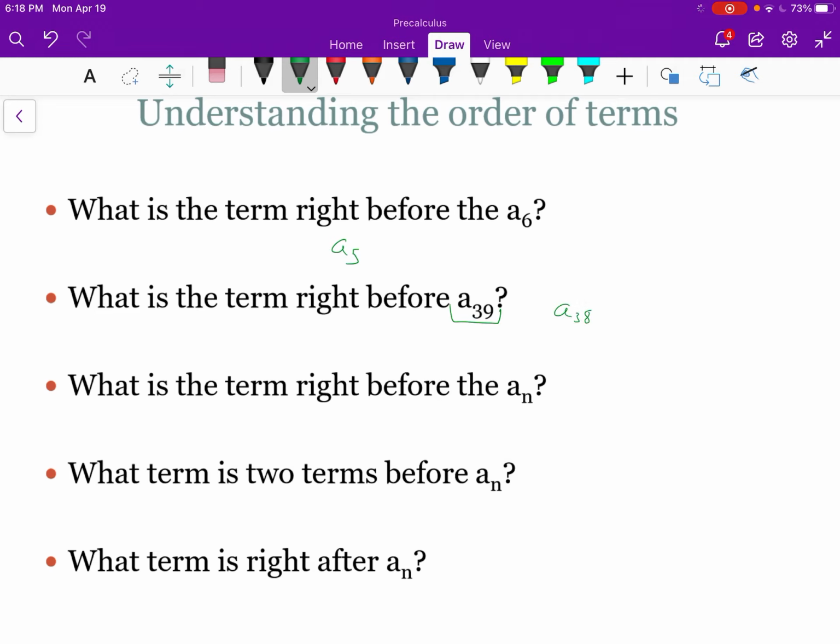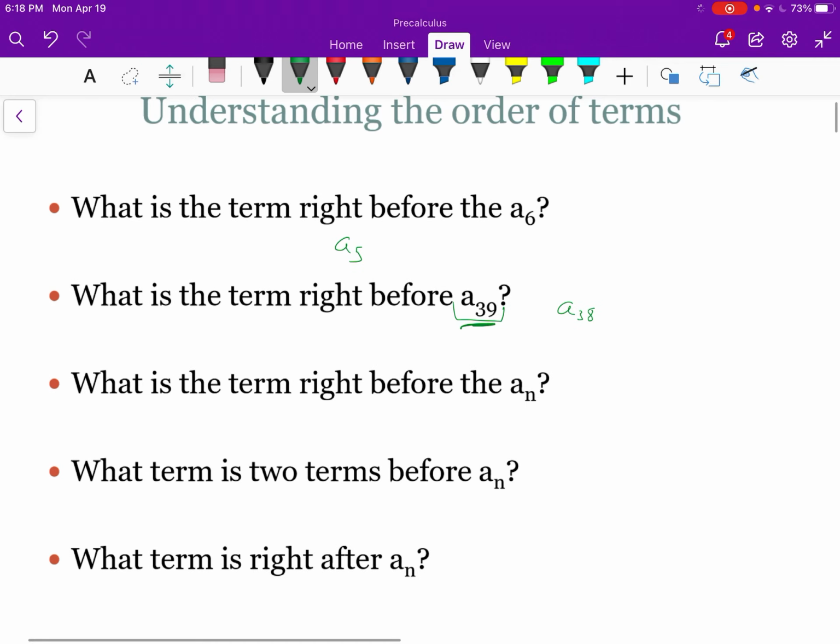What is the term right before the nth term? What comes right before n? Well, right before 39 came 38, 1 less than 39. Right before 6 came 5, so right before a sub n is a sub n minus 1, and the n minus 1 is in the subscript. You want to go right before it, so you subtract 1 from it.